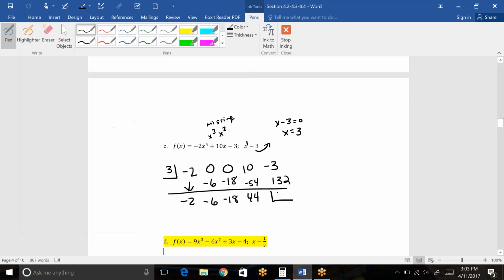So it's 129. Notice this started with x to the fourth, so we're going to be down to x to the third since we divided out 1 power of x. So this would be -2x to the third minus 6x squared, because I'm pulling that right off down here, minus 18x plus 44. That's my quotient. My remainder is 129.